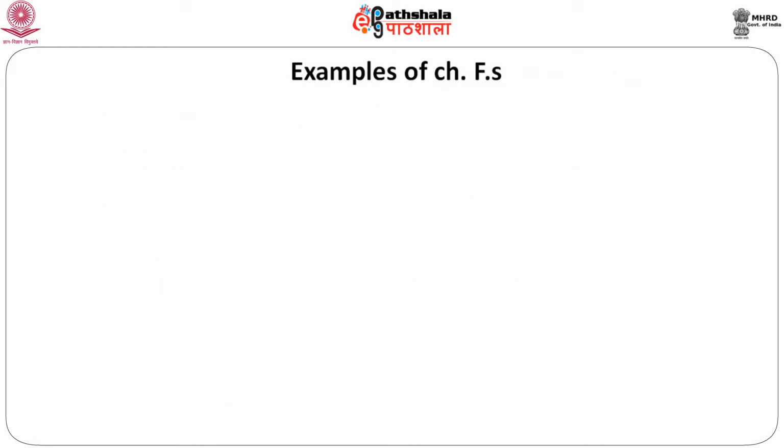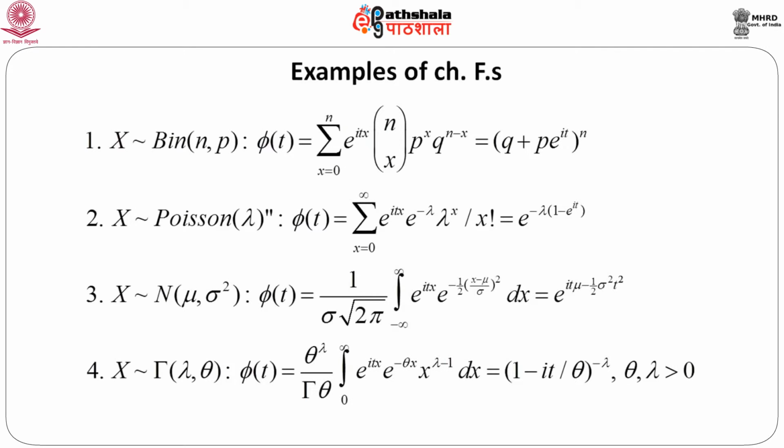Let us consider some examples of characteristic functions. If X follows binomial with parameters n and p, then phi(t) is the sum for x equals 0 to n of the expectation of e to the power itx, which is the sum of e to the power itx times nCx p to the power x q to the power n minus x, which, if we consider this sum, boils down to (q plus p e to the power it) whole to the power n.